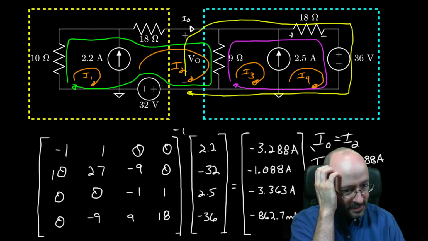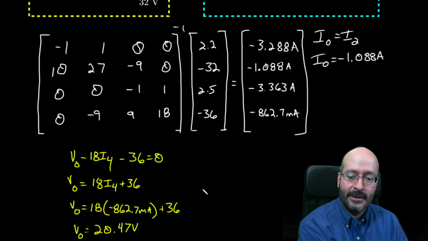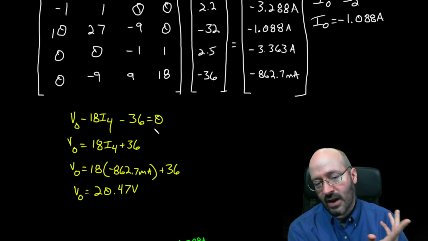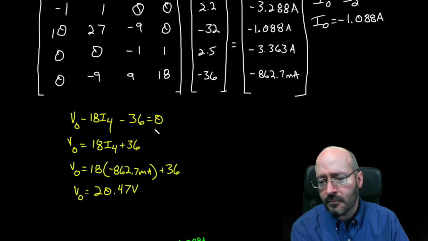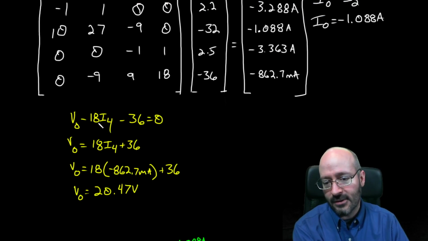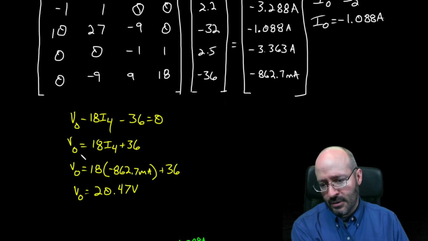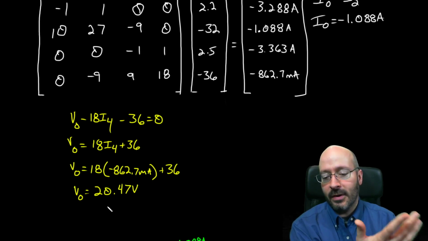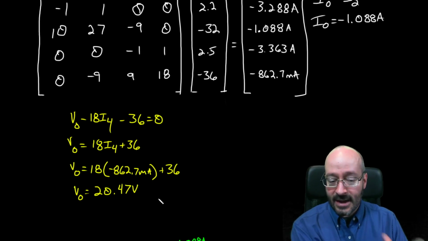I plugged in I4, and hopefully I know we got the right answer. So here's up V out, down 18 I4, down 36 equals 0. Rearrange it to solve for V out, plug in the value, and we end up with 20.47. Okay, now this all matched.